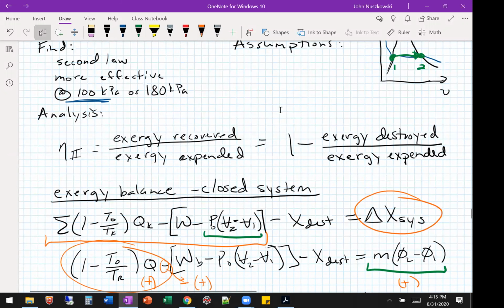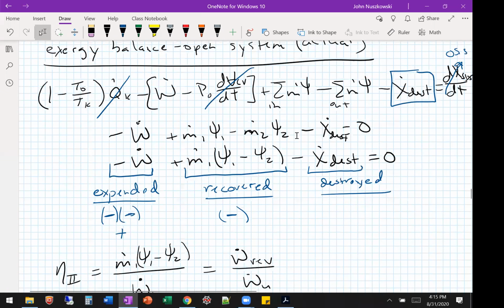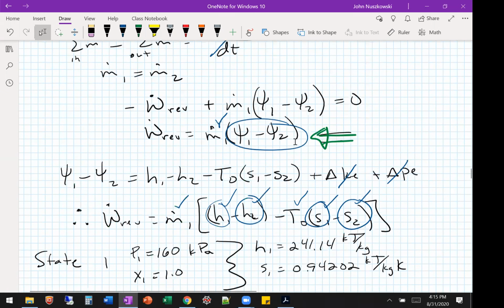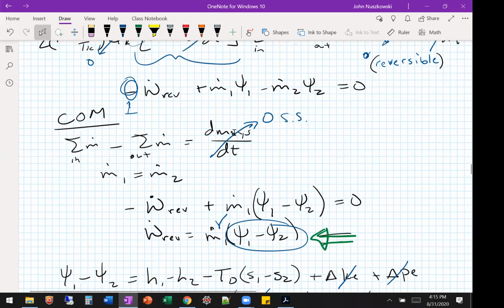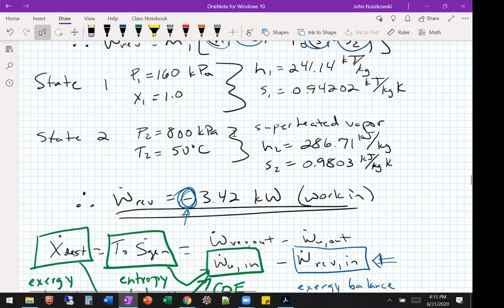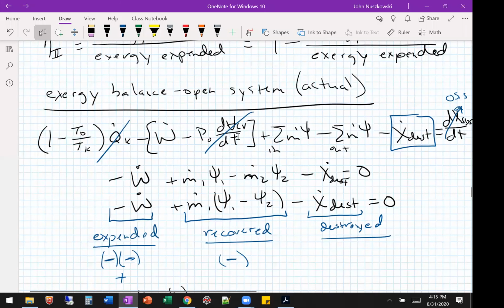And then the other one, we did that same thing, identifying it for the compressor, right? So this is a rate-based one. When we did our exergy balance, we looked at what's expended, what's recovered, right? We end up having this negative right here, but then it ends up being a negative work because it's work in. So the negative times the negative gives us this overall is a positive, okay?